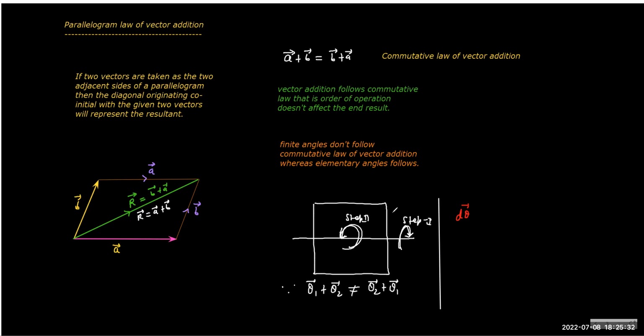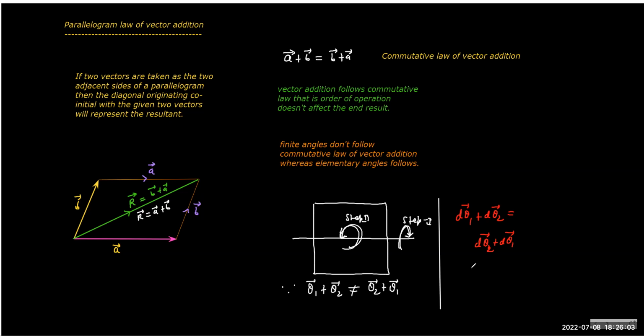Very difficult to believe that elementary angles follow the commutative law. Big angles don't follow it. And that is the reason d theta 1 plus d theta 2 is actually equal to d theta 2 plus d theta 1. This experiment was first performed in MIT way back in the 1800s, I think.